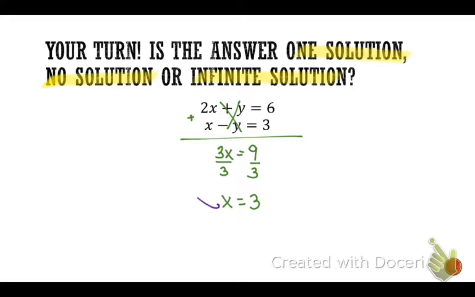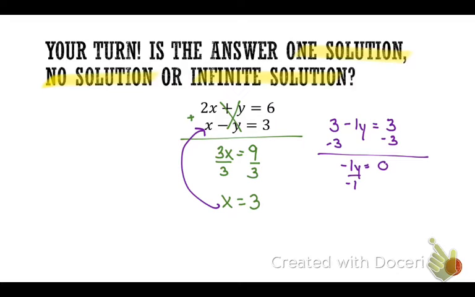Plug it in. So I'm going to use the second equation, or you can use the first one, either one. 3 minus 1y, just put that 1 to remind you, equals 3. Subtract 3. Might even be able to have done this mental math from the beginning, but negative 1y equals 0. So y equals 0. Can't divide anything by 0. Okay, this is an answer. It is the right answer.